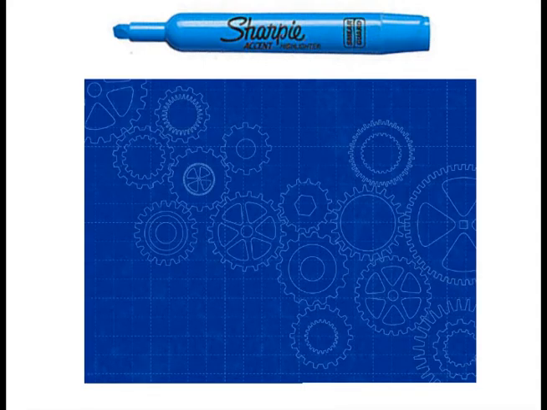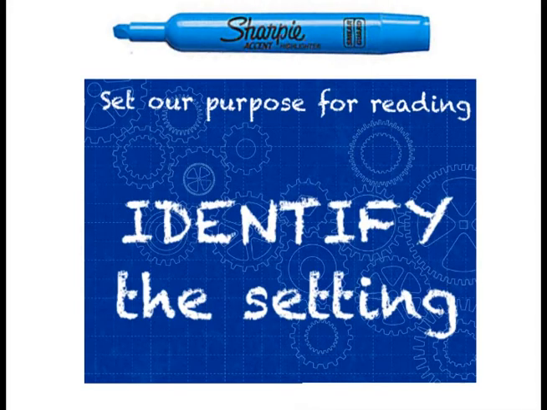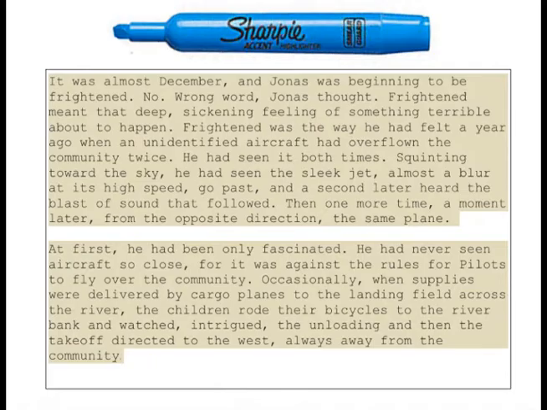When annotating, we will always start with our blue highlighter, our blueprint. Our blueprint helps us set our purpose for reading. In this case, our purpose for reading is identifying the setting. So let's look at the passage again. This time we will highlight in blue anything that obviously describes our setting, when and where our story takes place.